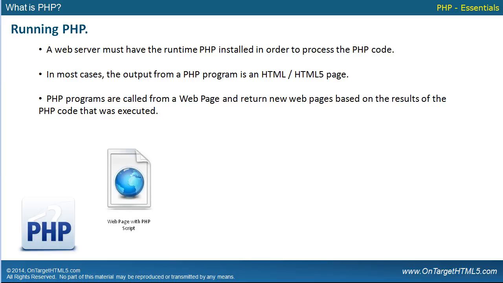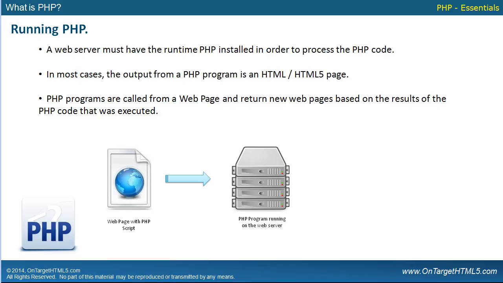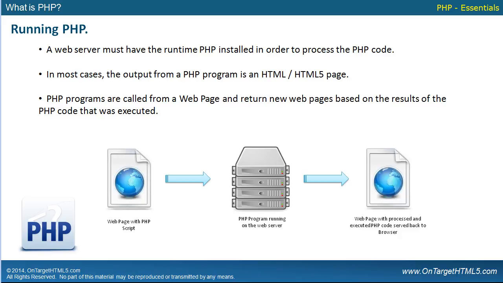Alright, so let's look a little bit more at running PHP. First, we have a web page with a PHP script that's part of that HTML document. It sends a request to our web server, which is running that PHP runtime. It's installed on that web server and running. The server in turn processes that PHP script or PHP code and sends us back a new web page with the processed and executed PHP code, and that's served back to our browser with the changes that the PHP code requested, so that now we've got more than likely dynamic data on that page.